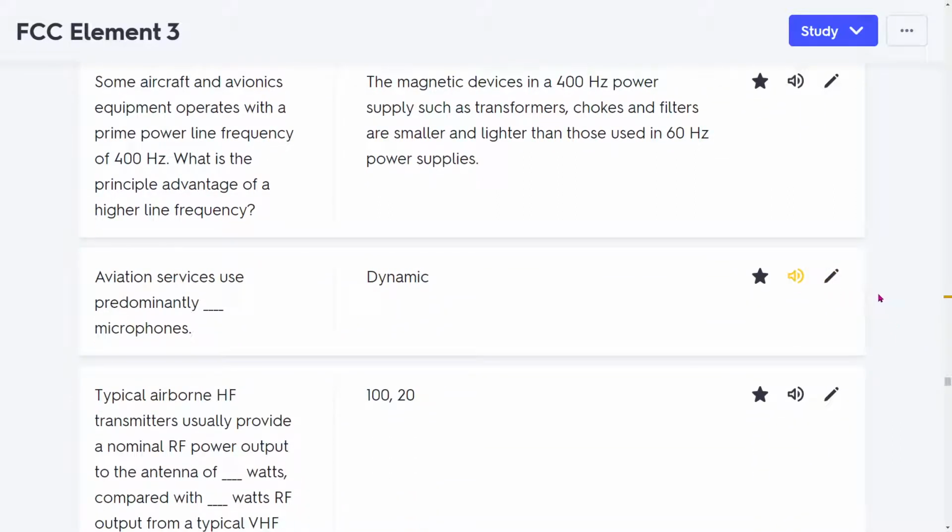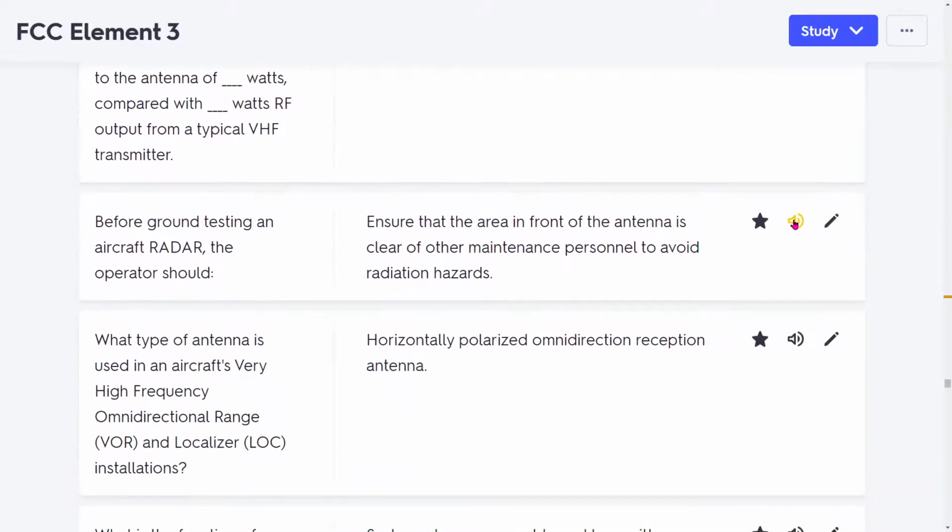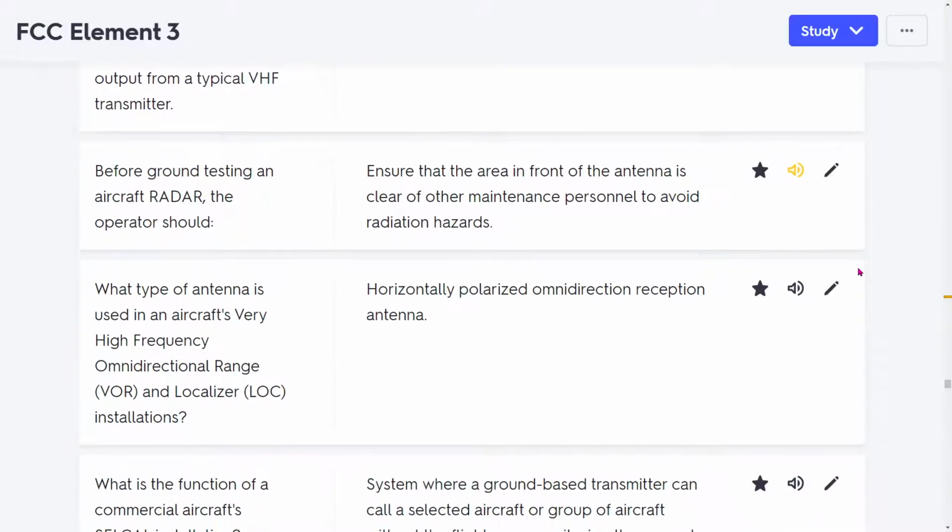Aviation services use predominantly blank microphones. Dynamic. Typical airborne HF transmitters usually provide a nominal RF power output to the antenna at blank watts compared with blank watts RF output from a typical VHF transmitter. 120. Before ground testing an aircraft radar, the operator should ensure that the area in front of the antenna is clear of other maintenance personnel to avoid radiation hazards.